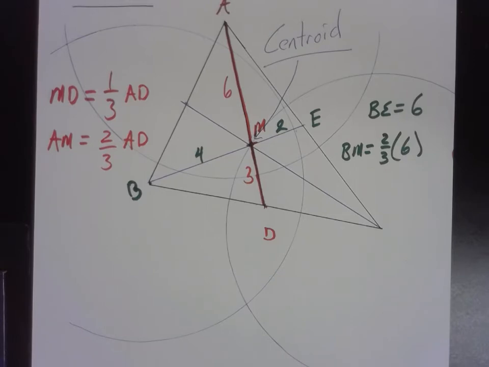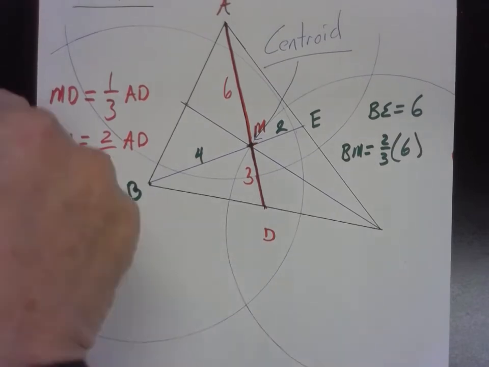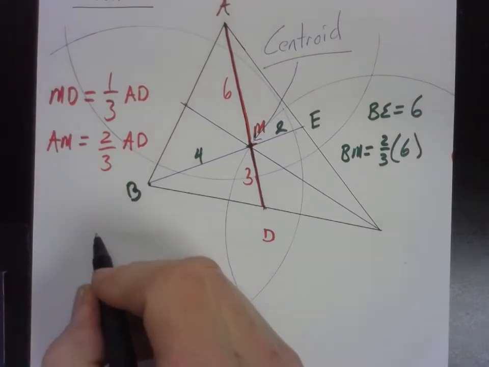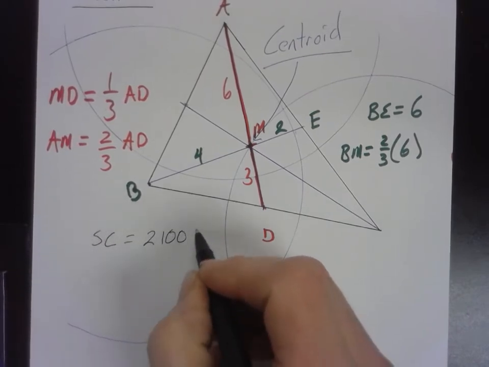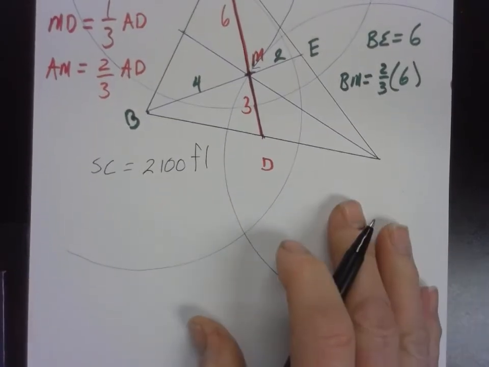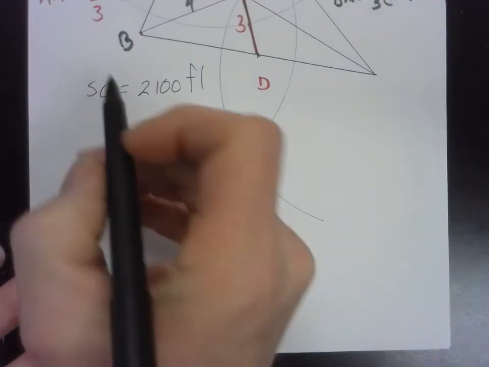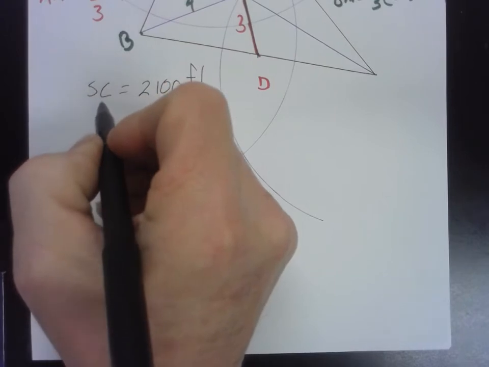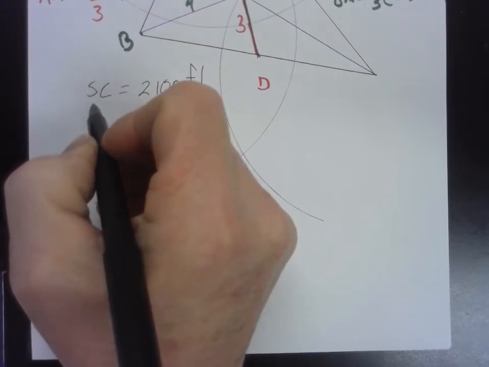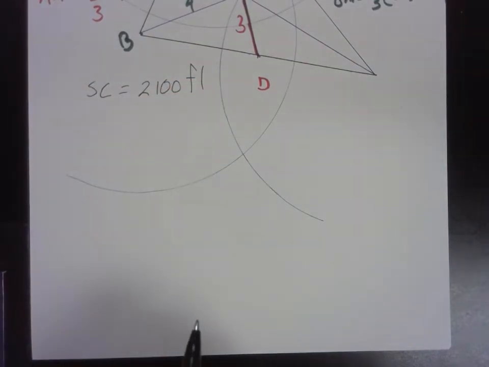So PS, let's see, SC. Can you all find SC? 2,100 feet. Ooh, that's a big park. 2,100 feet for the measure of SC. Do you guys notice when I write the measure of the segment, I don't put the little line above it, do I? So if I just write it this way, I'm talking about the measure of the segment, not the segment itself. So that's 2,100 feet.